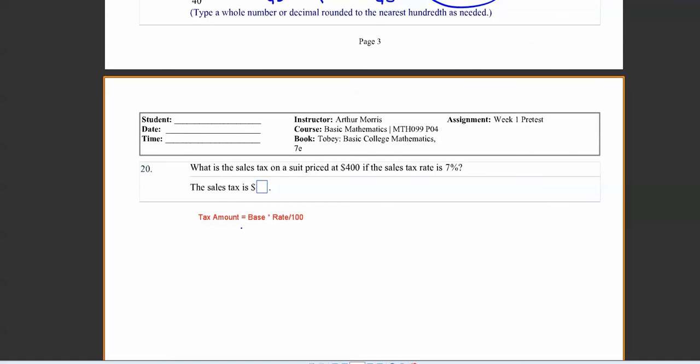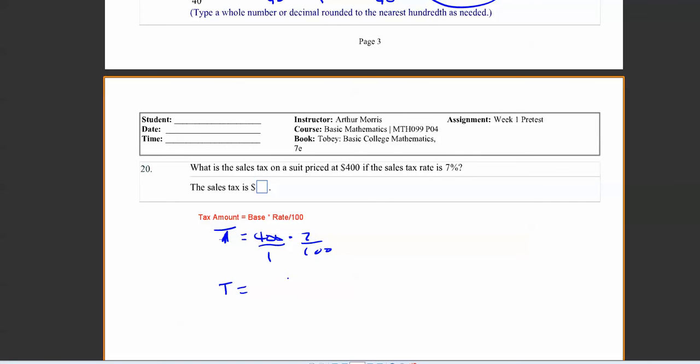Okay, last problem. It says, what is the sales tax on a suit priced at $400 if the sales tax is 7%? All right, so to find the tax amount, we would take the base and multiply by the rate over 100, or you could go ahead and change that 7% into a decimal if you choose to. All right, so the amount, or we'll call it T for tax, would be 400 times 7 over 100. All right, so let's go ahead and make that 400 into 400 over 1 since I placed this here in fraction form.